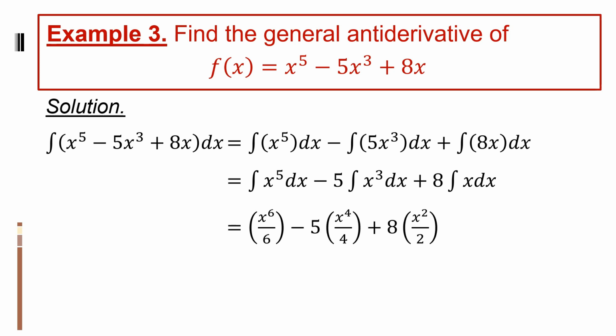By the power formula, we have x raised to 6 over 6 minus 5 times x raised to 4 over 4 plus 8 times x squared over 2. Or that is now 1/6 x raised to 6 minus 5/4 x raised to 4 plus 4x squared plus c.